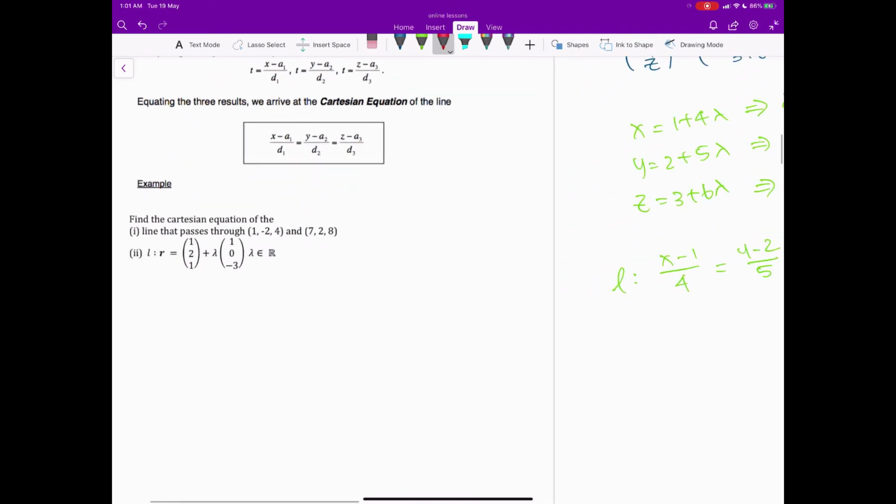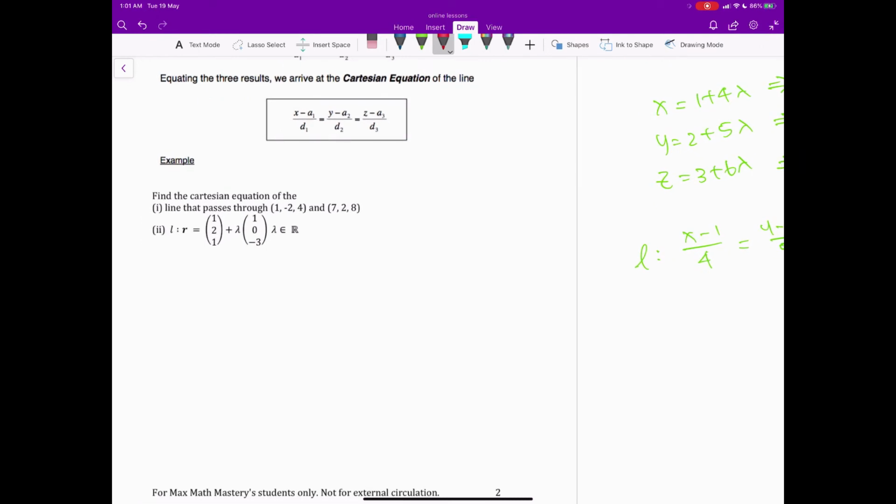First, we're going to find the Cartesian equation of the line that passes through two points, (1, minus 2, 4) and (7, 2, 8). So from here, I'm going to form the vector equation of the line first. I've got two points, but I don't have any direction. So I'm going to create the direction of this line by taking (1, minus 2, 4) minus away (7, 2, 8). So this will give me (minus 6, minus 4, minus 4). Same thing, because this is the direction of the line, we can simplify further by taking out minus 2. This will give me (3, 2, 2).